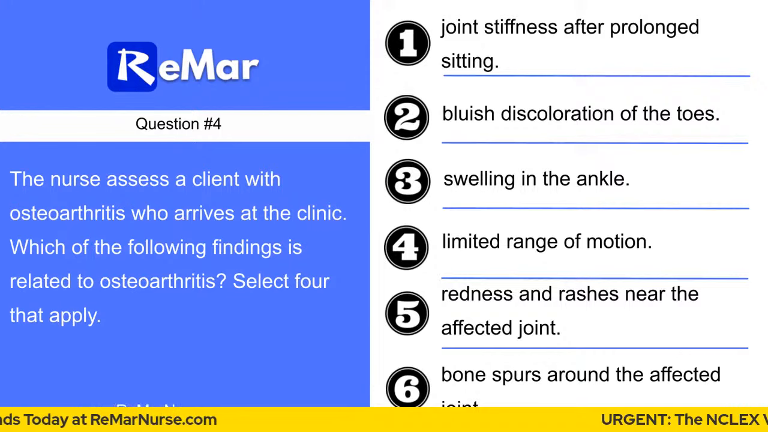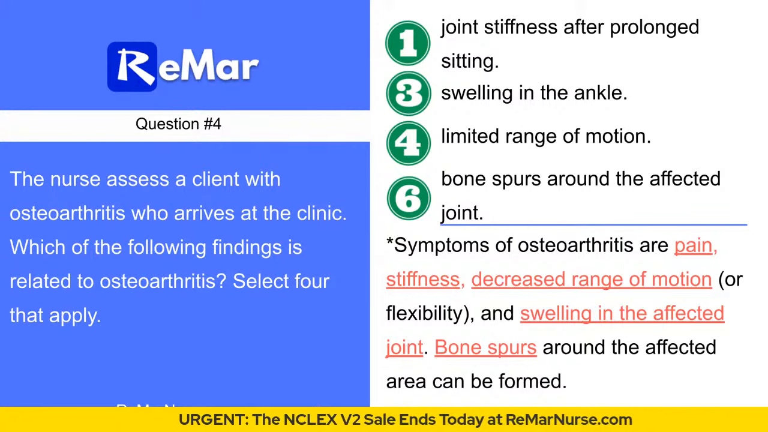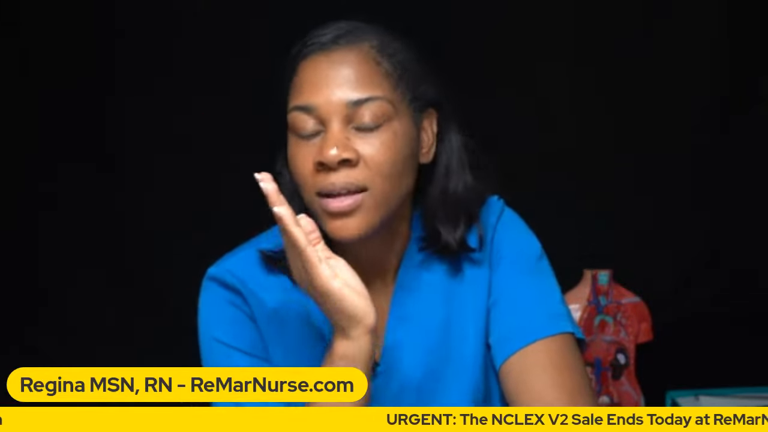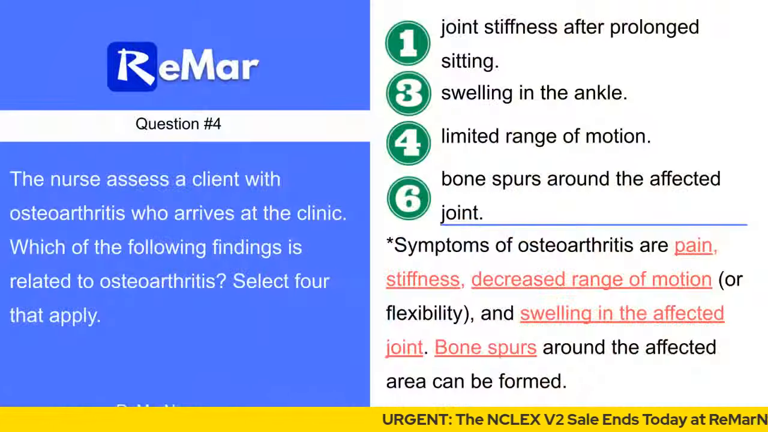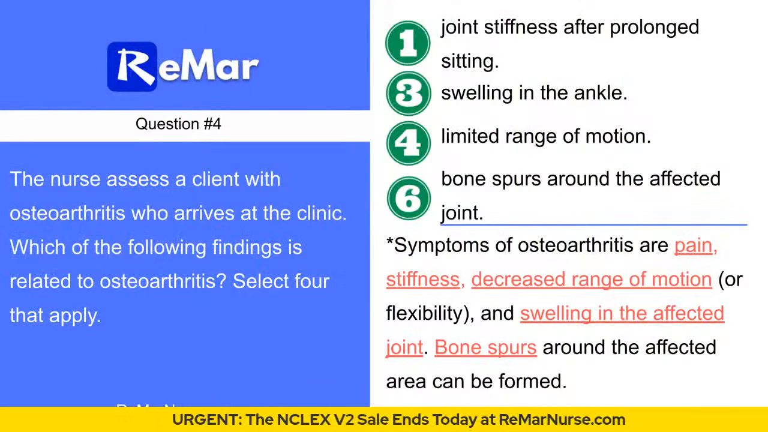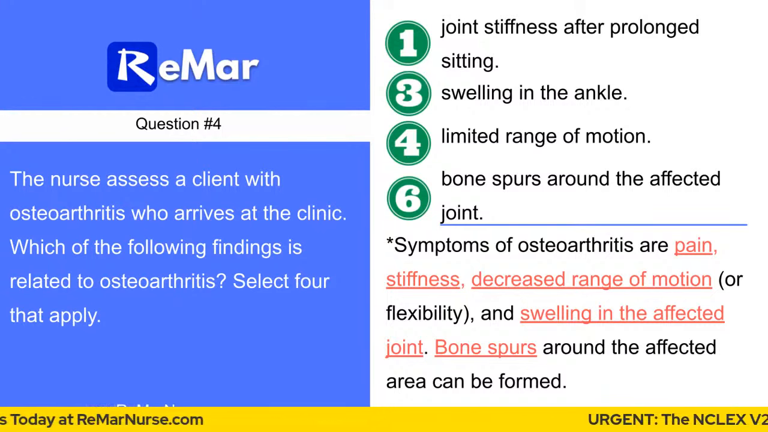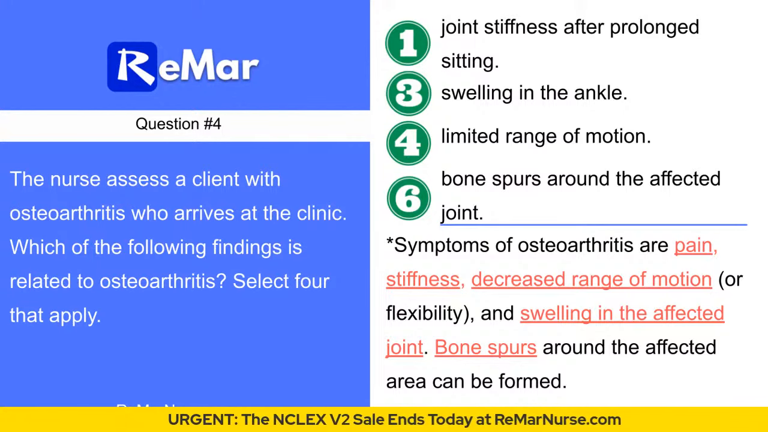All right. Question answer is 1, 3, 4, and 6. Did you get this one right? See, and this is why I love writing next gen questions and doing next gen questions. Because for me, selecting four that apply is so much better to me than selecting all that apply. Just give me some direction. Like how many of them are there? Just tell me how many and I'll find them. That's just my personal opinion, right? All right. So yes, you guys got it. Joint stiffness after prolonged sitting, swelling in the ankle, limited range of motion, bone spurs. All right. These are all symptoms of osteoarthritis.